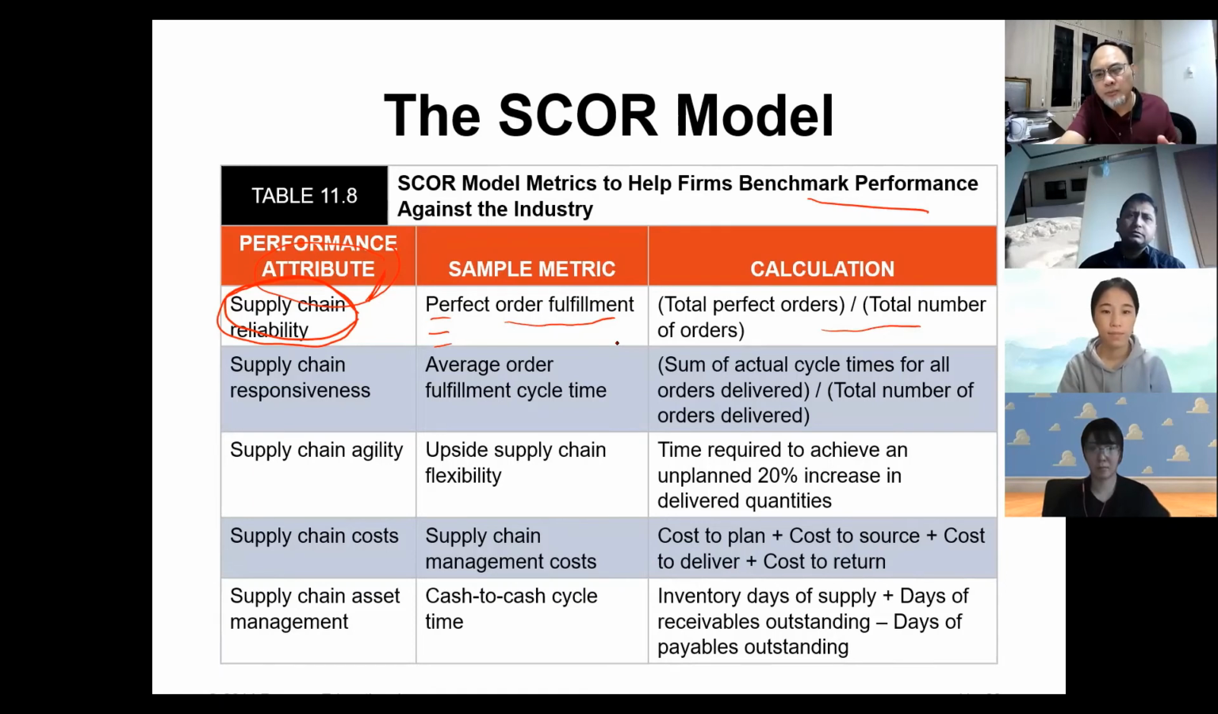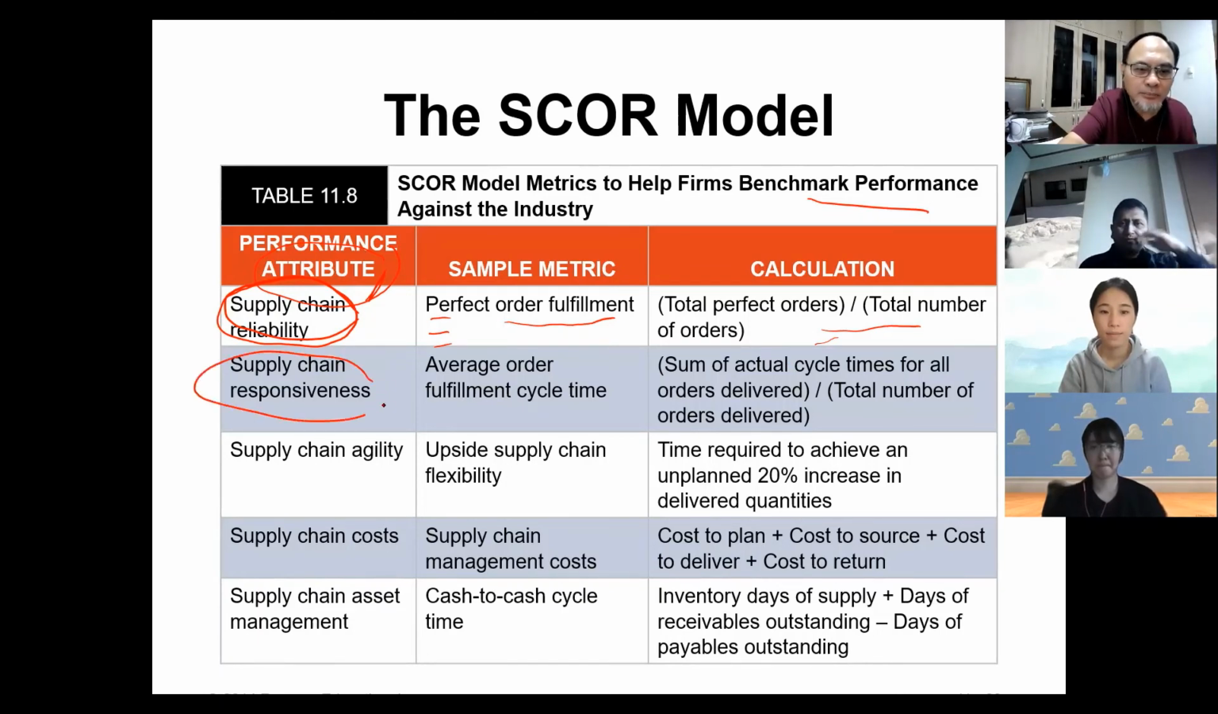So perfect order fulfillment is perfect order in terms of quantity, quality, delivery on time, divided by total number of orders. For example, you deliver 100 times and you fulfill the order perfectly 95 times. So that is 0.95, 95% perfect, for example. Okay. So that is in terms of reliability.